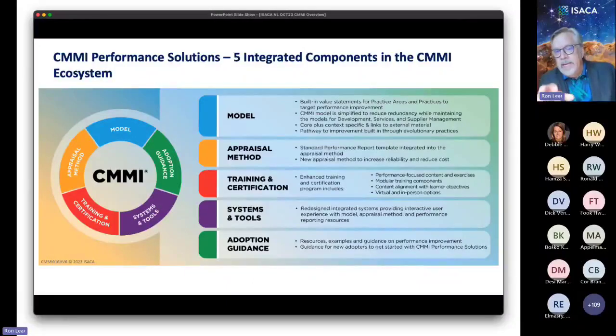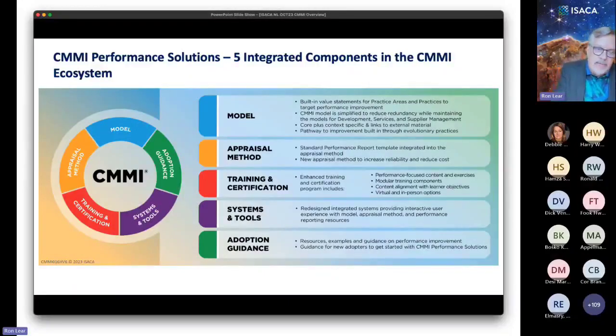Each of these components in the past were developed by completely separate and siloed teams. So you had one team working the model, one team working the appraisal method, one team working training and certifications, one team working systems and tools. And at the time, there was no formal official adoption guidance provided by either the Software Engineering Institute or the CMMI Institute after that. This is something we added new as part of 2.0 when we launched it in 2018.